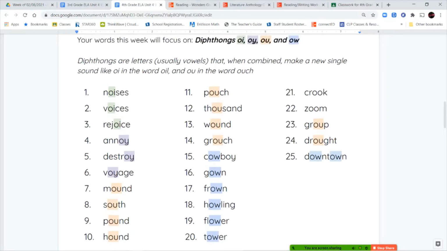So the words that we have this week are the words noises, voices, rejoice, annoy, destroy, voyage, mound, south, pound, pouch, thousand, wound, grouch, cowboy, gown, frown, howling, flower, tower, crook, zoom, group, drought, and downtown.